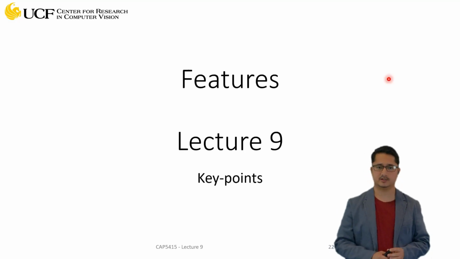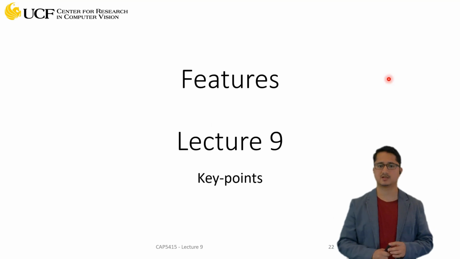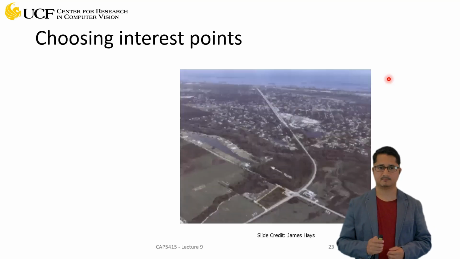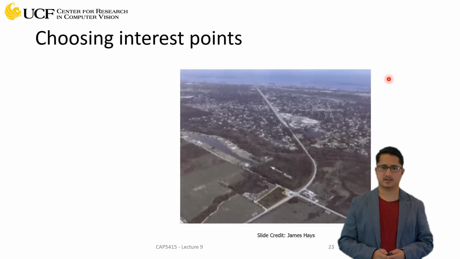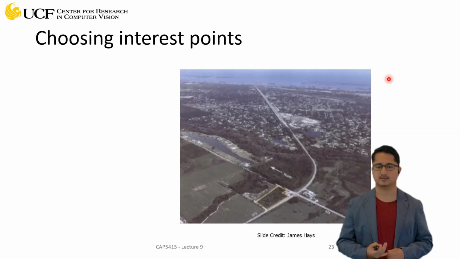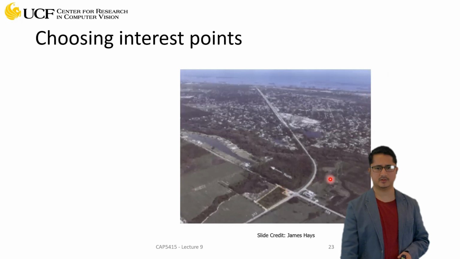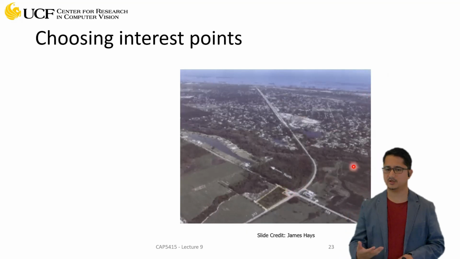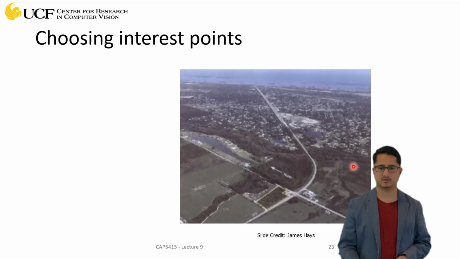So let's continue on this features lecture. The next segment is key points. Now, if I show you this image and I ask you what are the interesting points in this image, you will say that, okay, I can see maybe a road is there, there is a bridge. And I can even ask you a very interesting question.